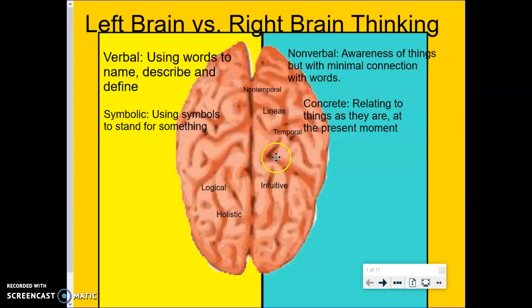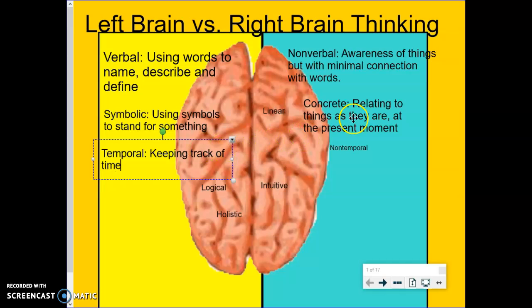The next two that we're going to talk about include the left side being more temporal and the right side being non-temporal. So when you think of that word temporal, think of the word temporary, meaning a short time period. When we're talking about temporal, we're talking about time. So the left side, that process is keeping track of time. And then the right side is non-temporal. When we're engaged using the right side of the brain, we are without a sense of time.